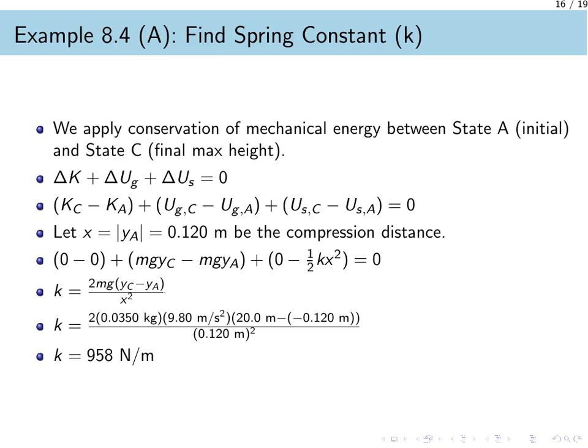We expand this to look at the final minus initial values for each energy type. At both state A and state C, the projectile is at rest, so the change in kinetic energy is 0. The change in gravitational potential energy is mgy final minus mgy initial. The change in elastic potential energy is 0 minus 1/2 kx squared, where x is the compression distance. We can then rearrange this equation to solve for the spring constant k. Plugging in the numbers, we find k equals 958 newtons per meter.